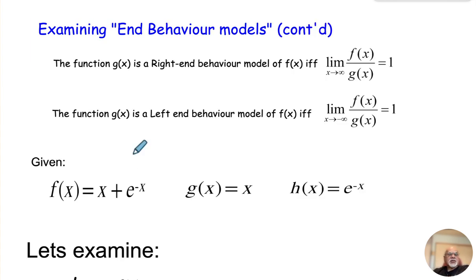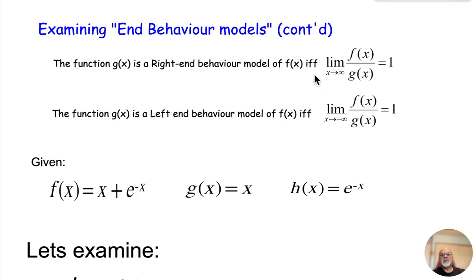All right, to continue the discussion on end behavior, we're taking a look now at a rational expression, namely f of x over g of x. So we say the function g of x, i.e. the one in the denominator, is said to be the right end behavior model of f if, you notice this is not a spelling mistake, if and only if. Okay, that's what the IFF means. If and only if the limit of that is equal to 1.